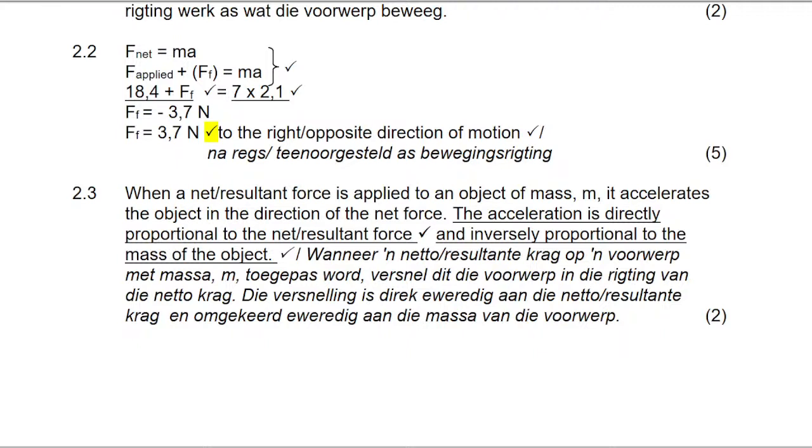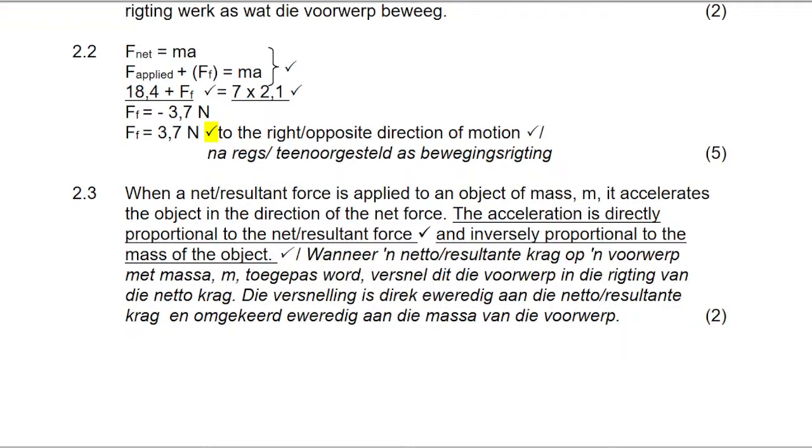So if the learner failed to mention the net force where it says the acceleration is directly proportional to the net force, they would have mentioned it up there when it started by saying that if the net force is there, then the learner can get that mark. And inversely proportional to the mass of the object, that is another mark. So it will be 2 marks.